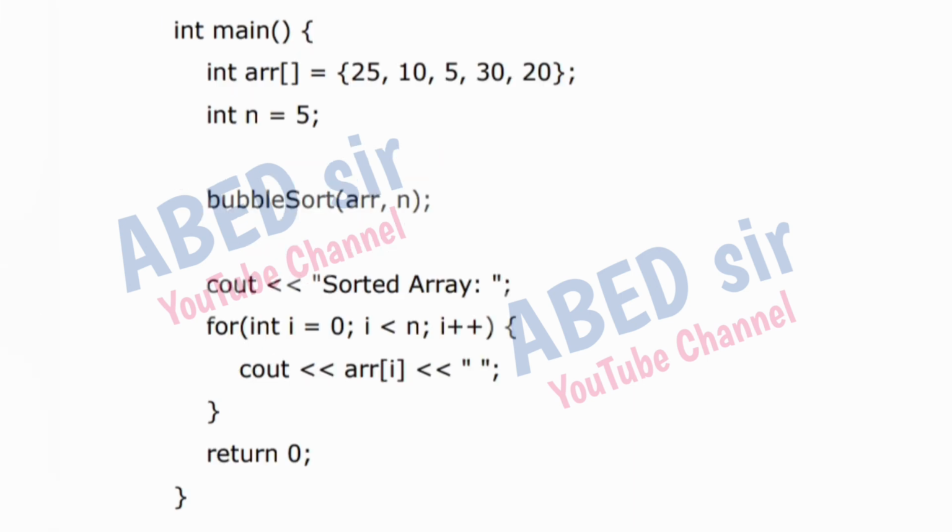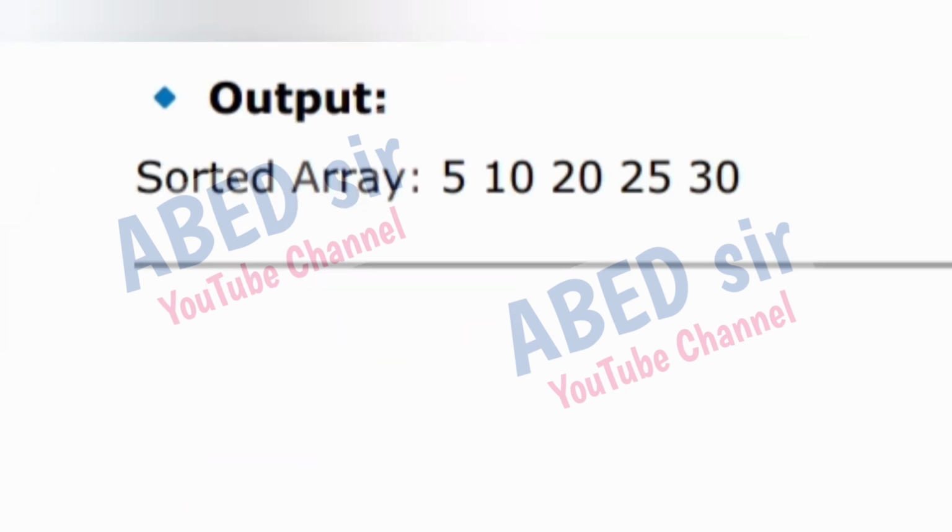int main. int arr[] = {25, 10, 5, 30, 20}; int n = 5; bubbleSort(arr, n); cout sorted array; for (int i = 0; i < n; i++) cout arr[i]. Return 0. Output: Sorted array: 5, 10, 20, 25, 30.